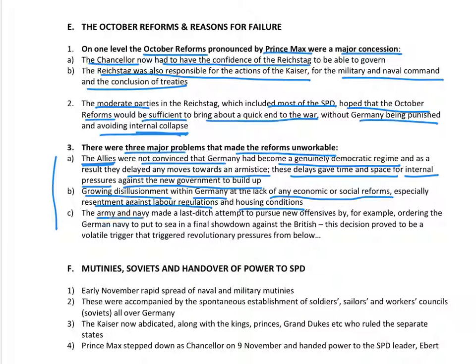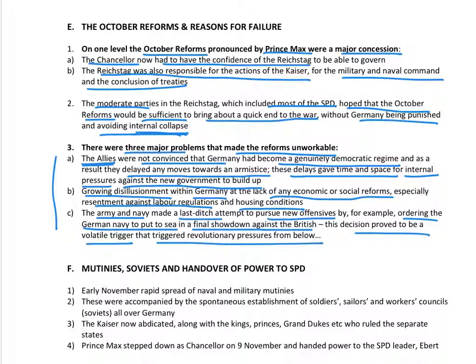The Army and the Navy made a last-ditch attempt to pursue a new offensive, and that was a crucial miscalculation. For example, ordering the German Navy to put to sea in a final showdown against the British. That decision proved to be a volatile trigger that triggered revolutionary pressures from below.